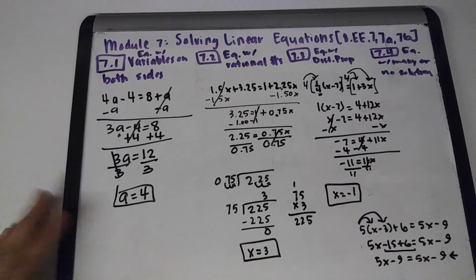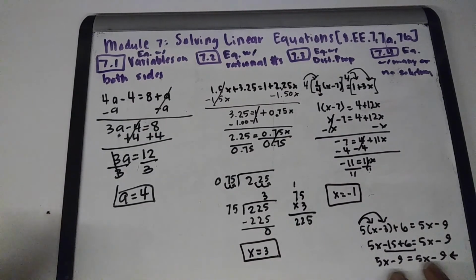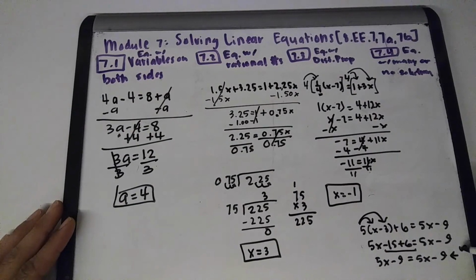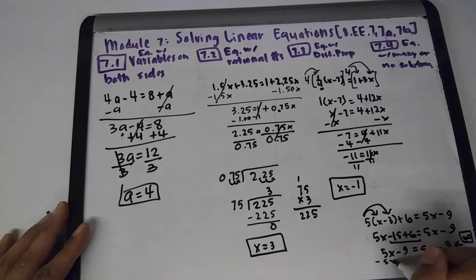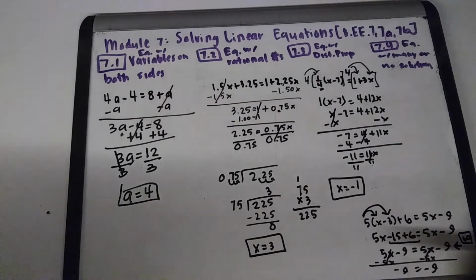Some of you do not need to go any further because you can right away tell that they are the same equation. So that's going to be an infinite number of solutions. But if you forgot, then I can move my 5x, minus 5x, and end up with negative 9 equals negative 9, which is the same number. So that's an infinite number of solutions.